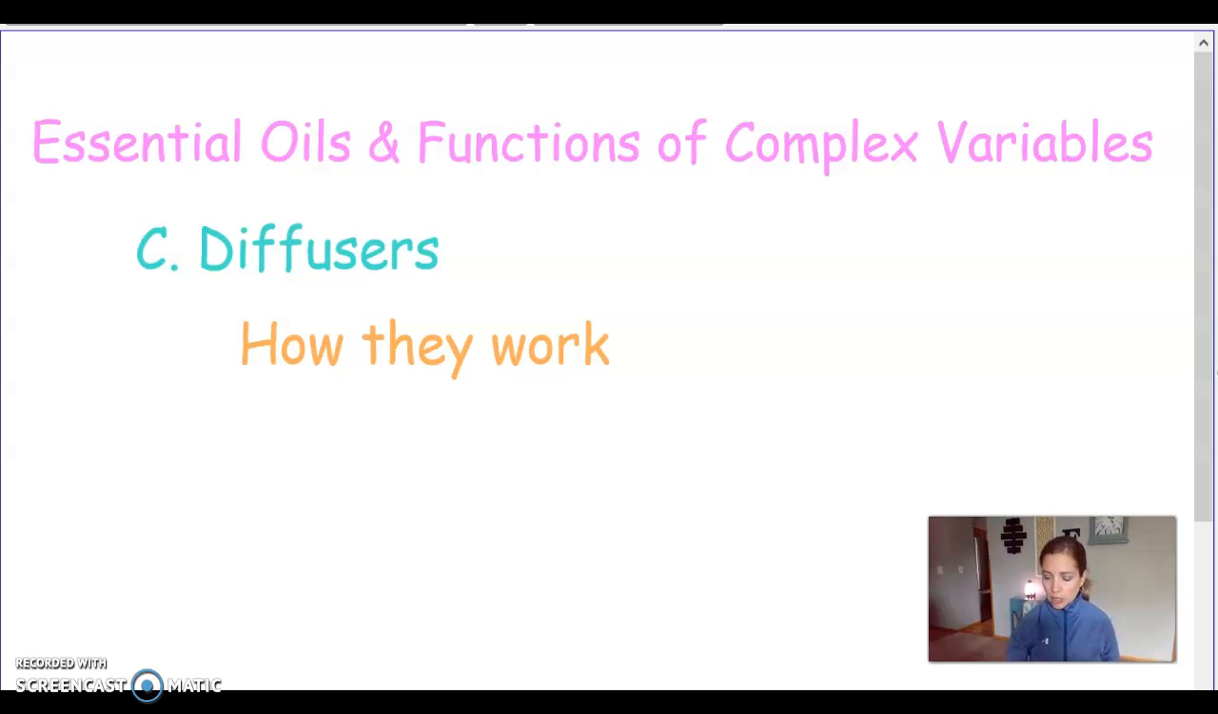Okay, well, in a diffuser, I have another diffuser here, so it's like this, and then you've got the decorative thing that goes on top. When you fill up the diffuser with water and oil, you can see kind of in there on the bottom, there is a ceramic plate. That ceramic plate is a ceramic disc, and what happens is that it vibrates at a very high frequency.